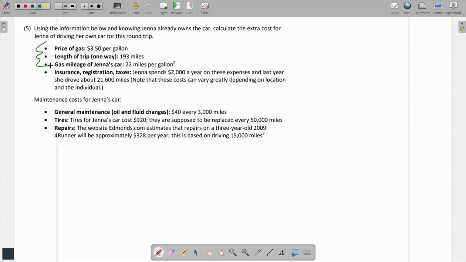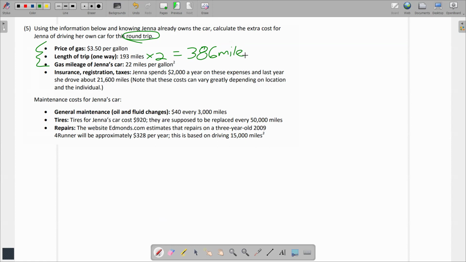Right, so I'm just gonna make a note here, a couple things. Miles, I want to remind myself that is ×2, because I want the total cost for the round trip. And that was, what did we say, 386? Yeah. So make a note of that here. Otherwise, if you're like me, you're gonna forget it and get half what you're supposed to. 386 miles. So I've got that part covered.